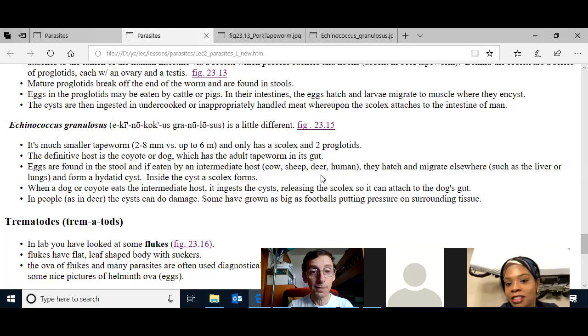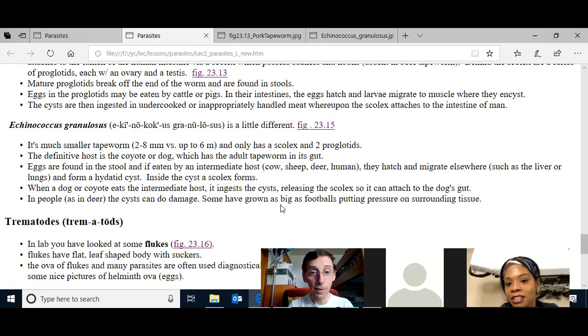Now, when Echinococcus granulosus grows as an intermediate host in the cow, the sheep, the deer, or the human, they will be consumed in the animal's intestine, and then a juvenile form will migrate out of the intestines and into the tissue, such as the liver or the lungs or muscle or brain or any tissue. And then they'll form a hydatid cyst. And this cyst can just keep growing and growing, and it can get as big as a football. And when it grows in a human, it puts tremendous pressure on the normal tissue and can start destroying that normal tissue as it puts more and more pressure on it. Okay? Any question about that?